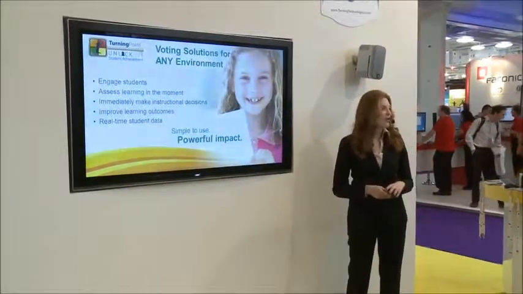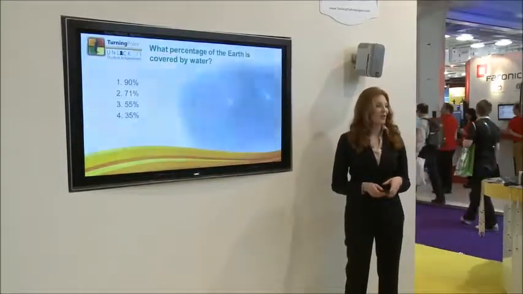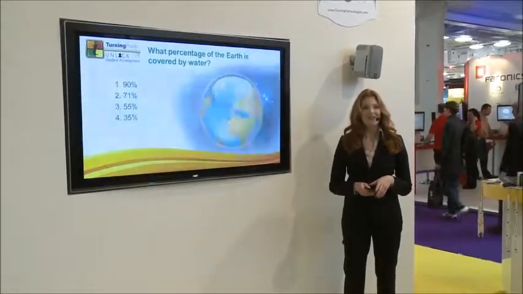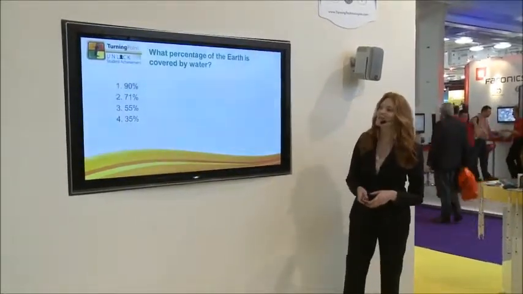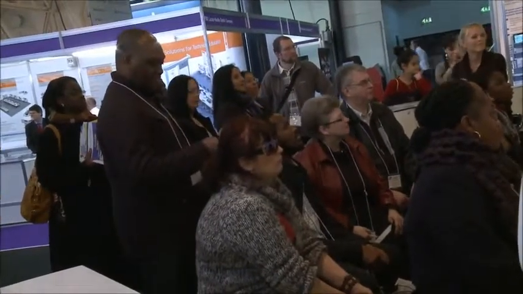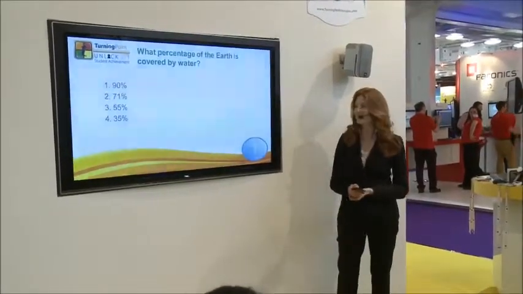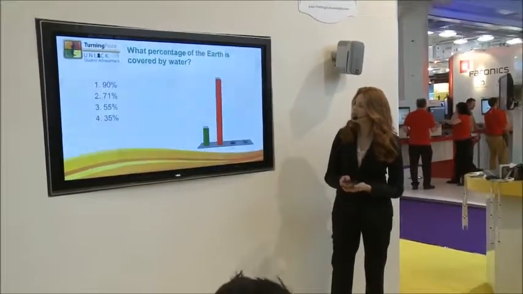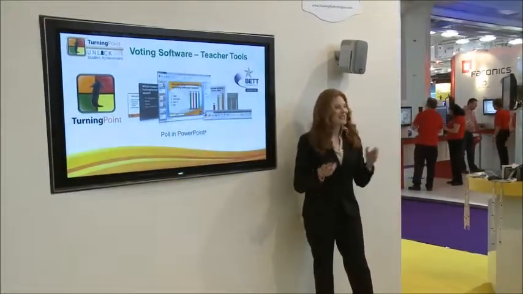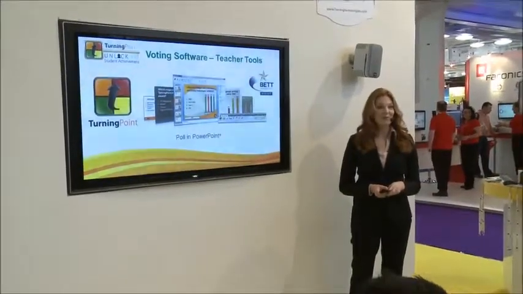So let's try a quick check for understanding, as you might before a geography lesson, okay? What percentage of the Earth is covered by water? 90%, 71%, 55%, have a seat if you like, or 35%. There you go, you have about 10 seconds. What percentage of the Earth is covered by water? 90, 71%, 55%, or 35%? Here we go. Smart crowd, already know this answer. Well done. Instant results to make accurate instructional decisions and maximize the classroom time.